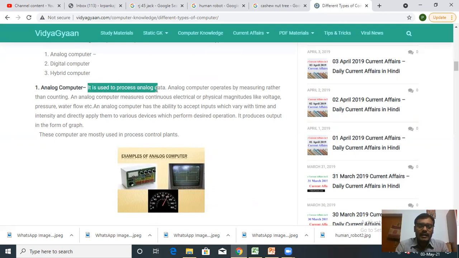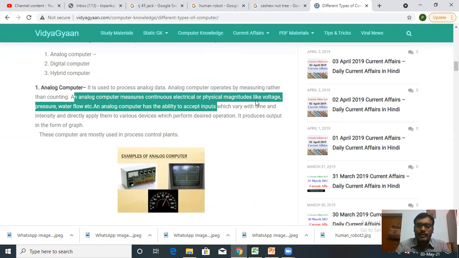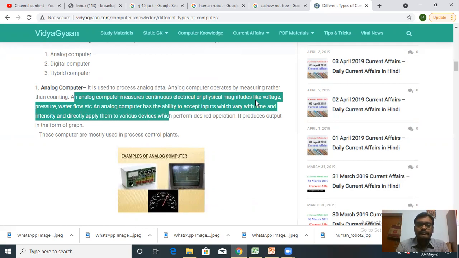The analog computer measures the continuous data which is in the form of electrical or physical magnitudes like voltage, pressure, water flow, etc. And analog computers have the ability to accept input which varies with time and intensity and directly apply them to various devices which perform desired operation. It means what? This computer works on continuous data.